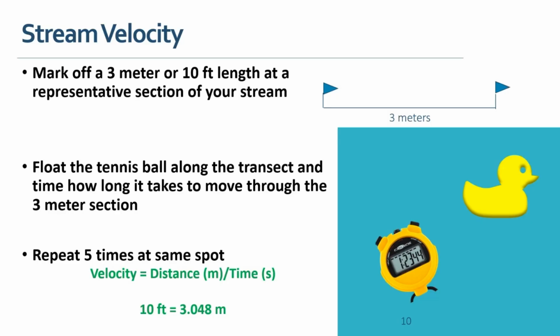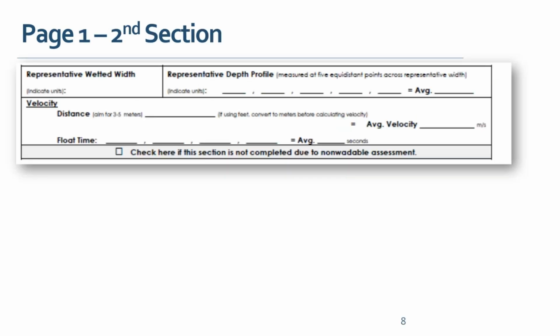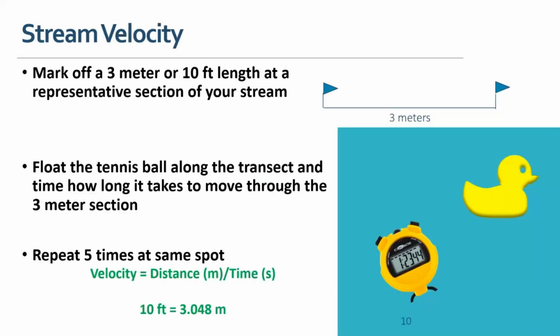You'll float the tennis ball or a duck, whichever one you have, along the transect. You'll time how long it takes. You'll repeat this 4 or 5 times. I forget if the data sheet actually has 4 times on the data sheet. You'll record those and you'll take an average. You don't have to do the math in the field. It's probably easier if you don't.